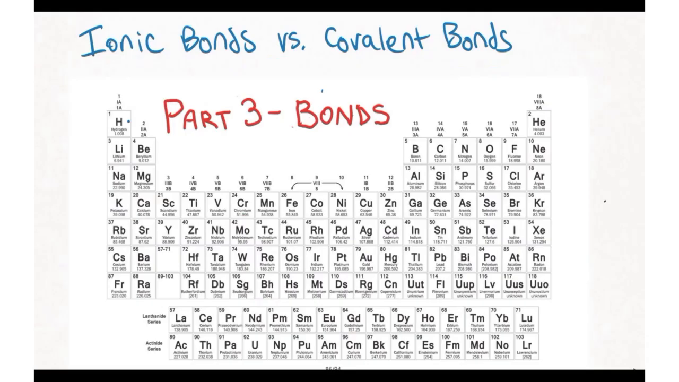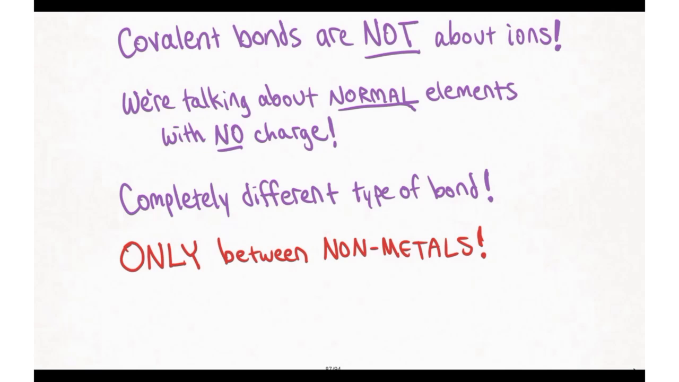Okay, so now we're going to get into covalent bonds. Covalent bonds are completely different than ionic bonds, because covalent bonds are not about ions. These are normal elements we're talking about with no charge. So we're not talking about elements that have lost or gained electrons, and so now they have a charge of +3 or -2 or whatever. We're talking about just regular old elements that have no charge to them. They have the correct amount of electrons to match up with their protons in their nucleus. And it is a completely different type of bond.